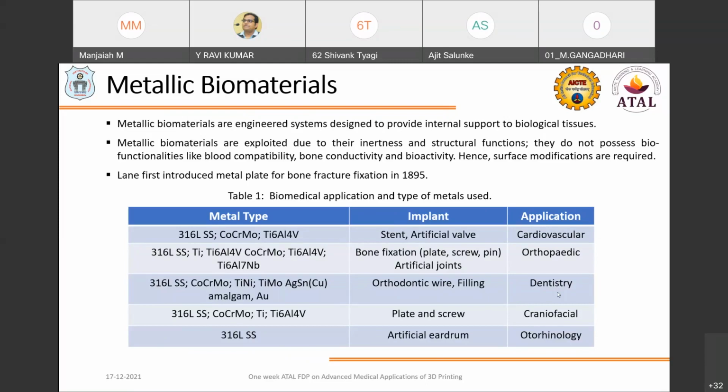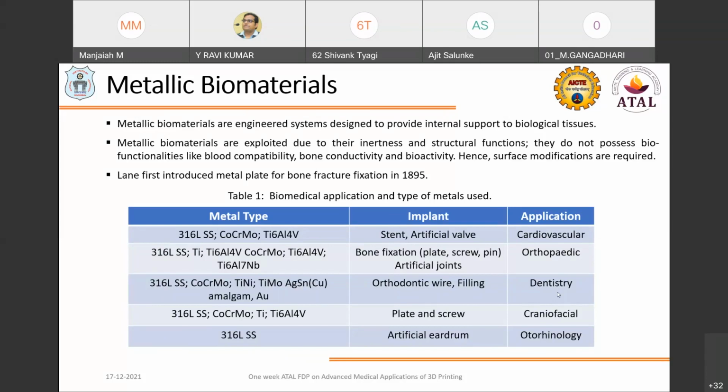As we already discussed, there are so many orthopedic issues, whether from birth, or in physically handicapped patients, or with other kinds of trauma patients. We need to address these orthopedic issues, which can be done with materials like stainless steel, titanium, chromium and cobalt. With the help of these materials, these kinds of patient-specific problems can be addressed.